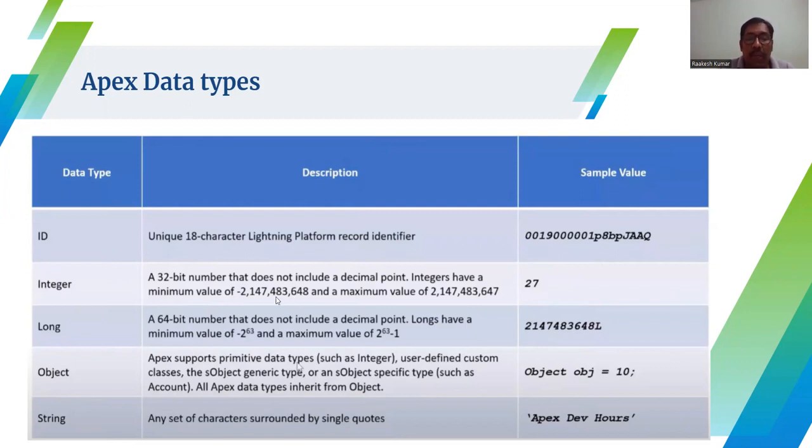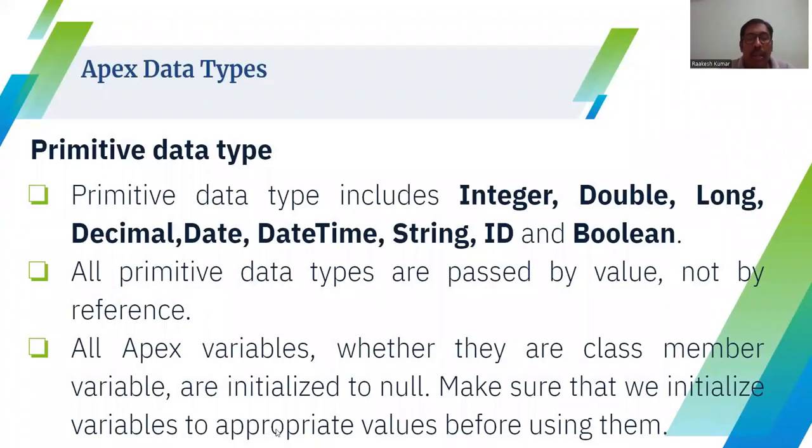Then you know very well about integer data type, which is going to store whole numbers. Long data type, which is going to take a 10-digit number. Object: you want to store an object, you create an object for a class and assign the value for it. Similarly, we have string. String here will be stored in single quotes, not in double quotes, a set of characters surrounded by single quotes. Likewise, we have different data types available to start with.